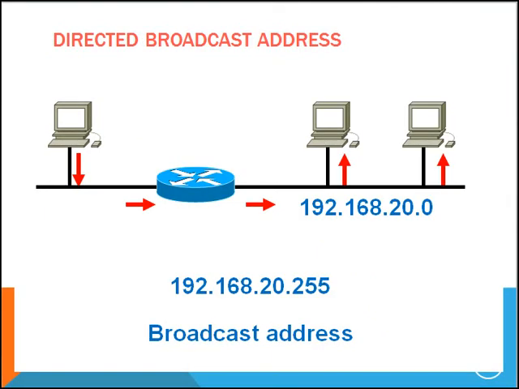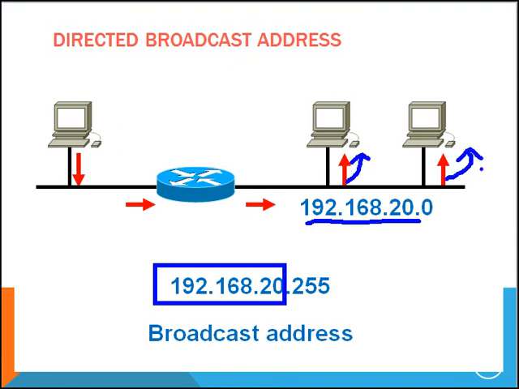So in this case, we have a directed broadcast address of 192.168.20.255. If we take a look at this, the network address is 192.168.20. So what this means is that it will send the broadcast message from the router to all the computers under the 192.168.20 network. All the other computers that are not under the same network address, for example 192.168.30.something, will not receive the message.